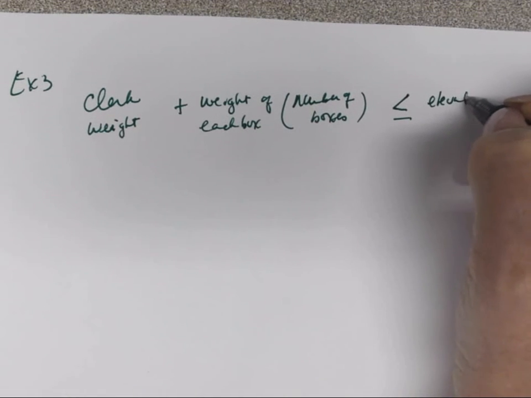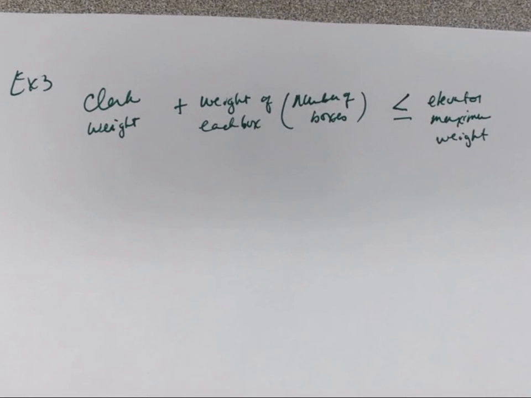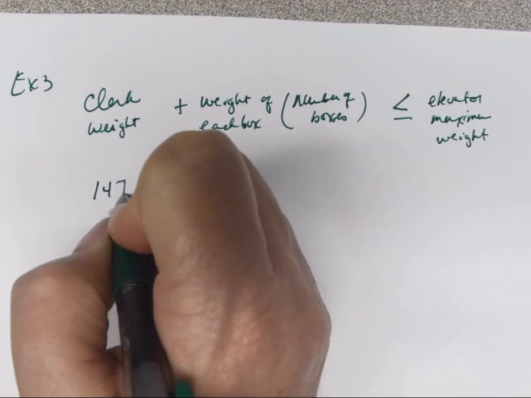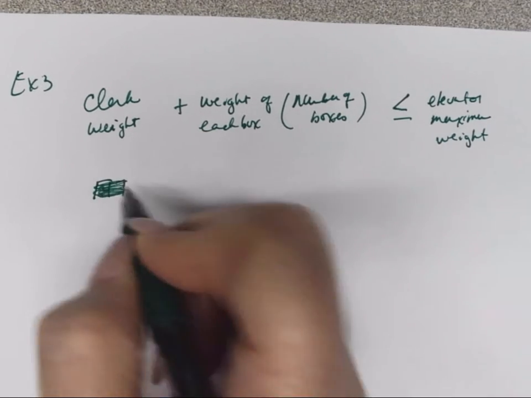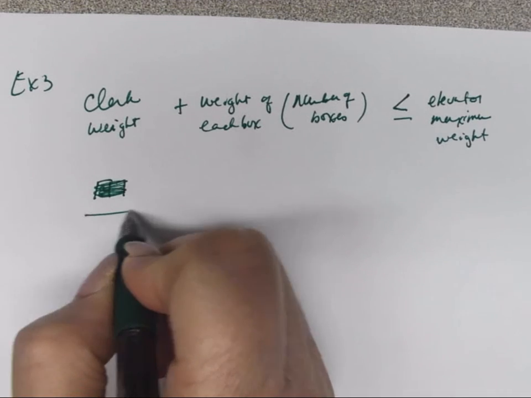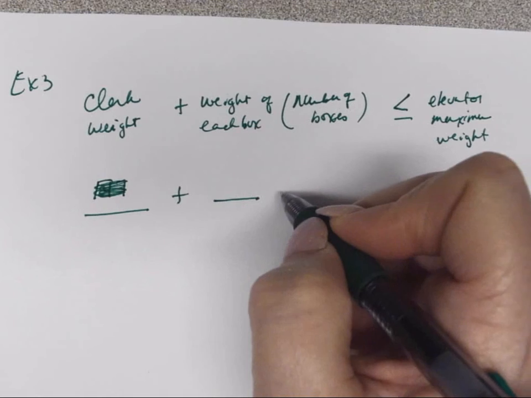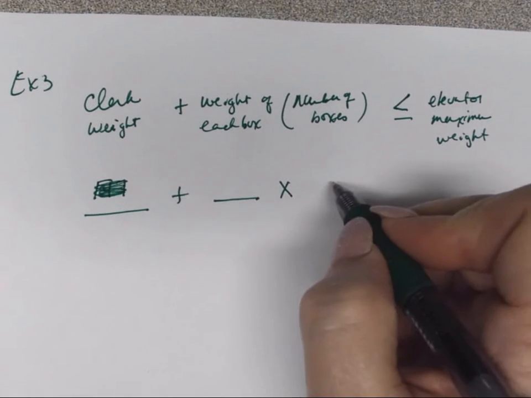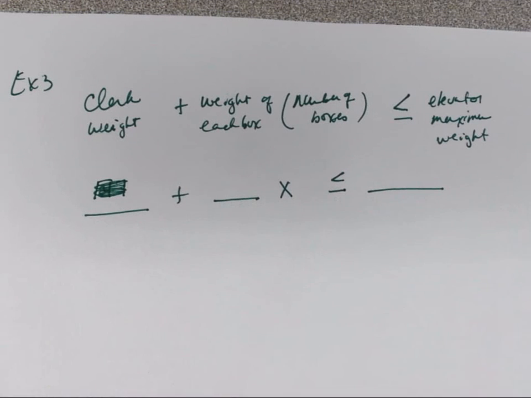elevator maximum weight. You can't go over the maximum or you can have an issue with your elevator working properly. We know that the clerk weight was 147 pounds. Let me do something first here. Let's set up so that you understand what's going on here. So we're going to have a blank plus a blank. The number of boxes is what we're trying to find, so that will be the x. It'll be less than or equal to another blank. So we're trying to fill in these 3 blanks here.